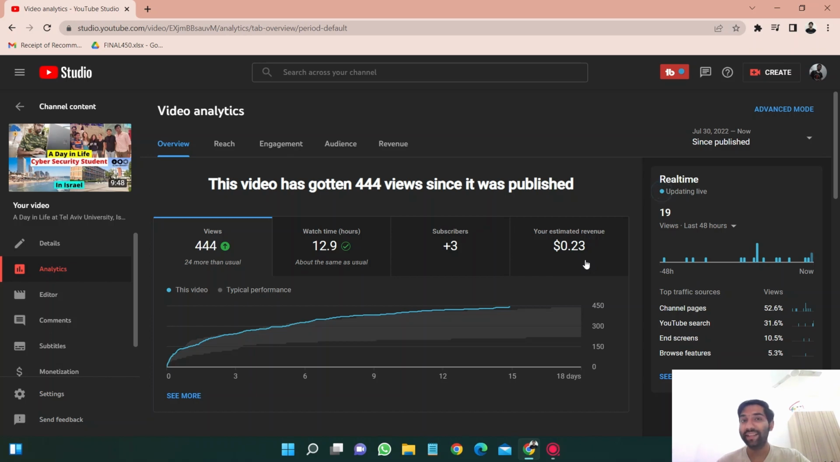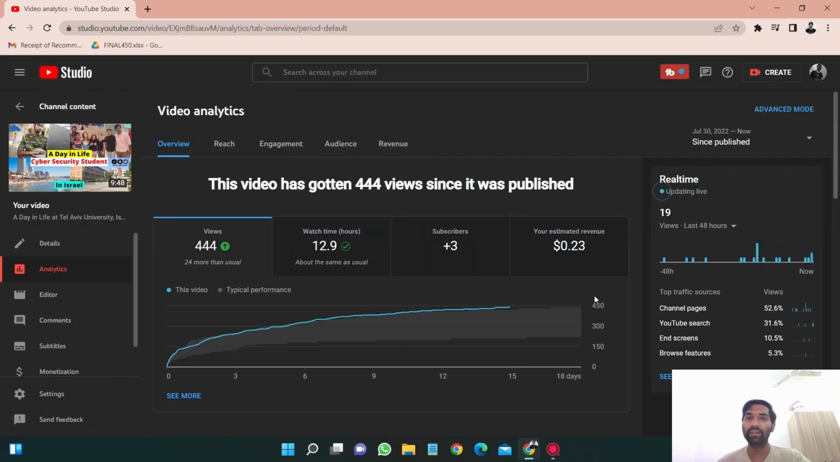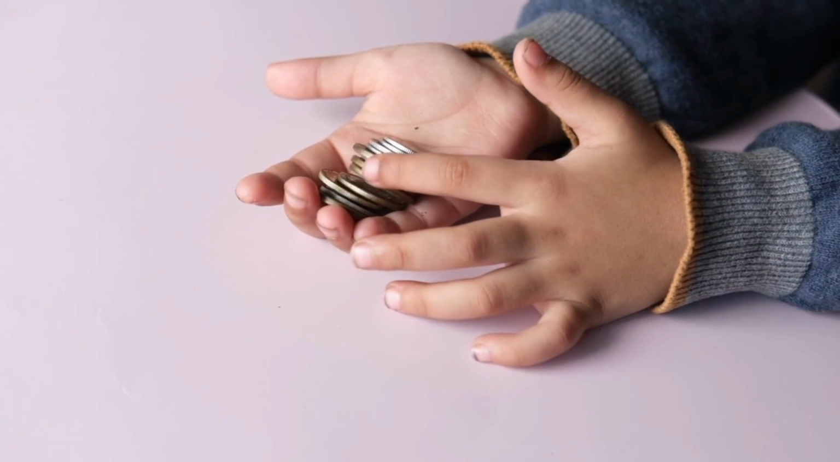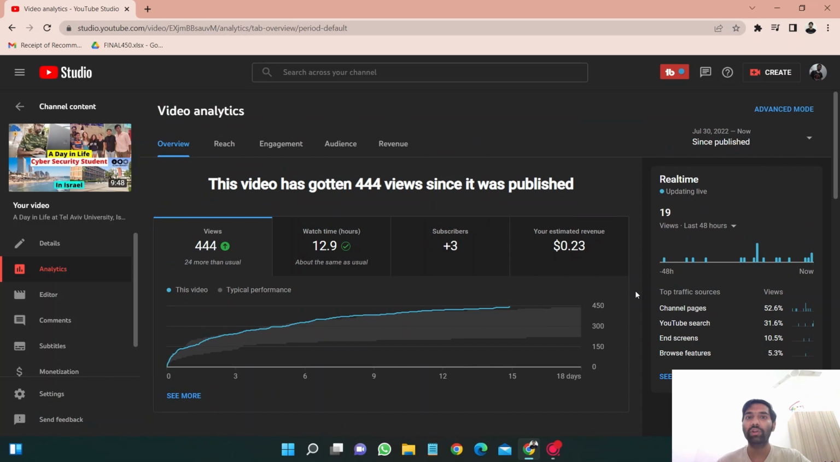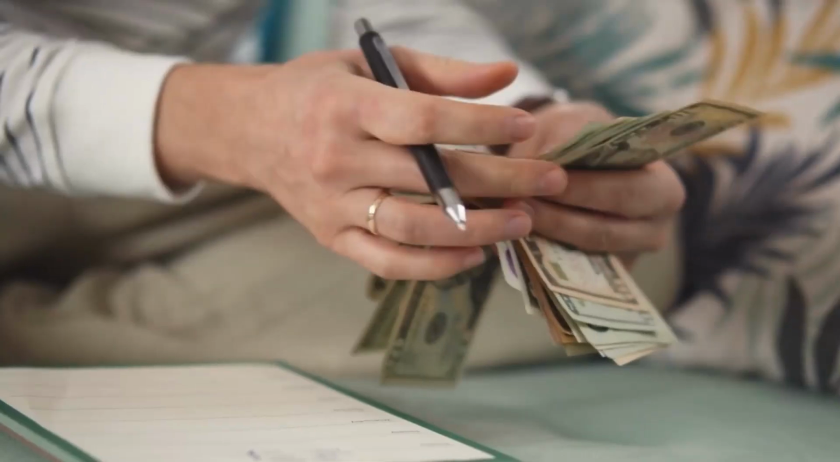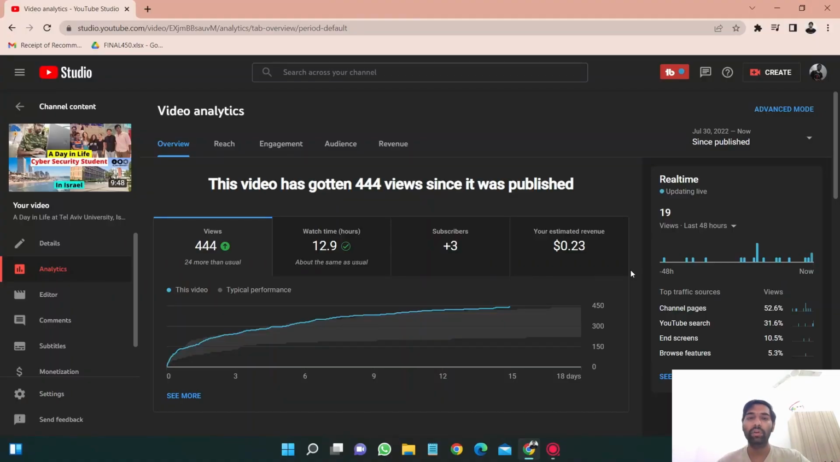Making money in India as a YouTuber is kind of difficult because the GDP per capita in India is not great compared to other countries like the US. Because of that, advertisers don't pay much to advertise their products or services, and so content creators also get less revenue in India. But if you're getting views from countries like the US and Europe, your revenue might be greater, because advertisers will pay more to advertise their products to people in these countries.